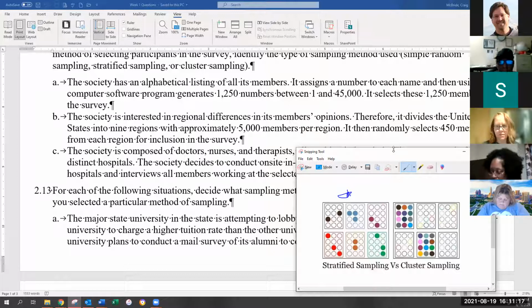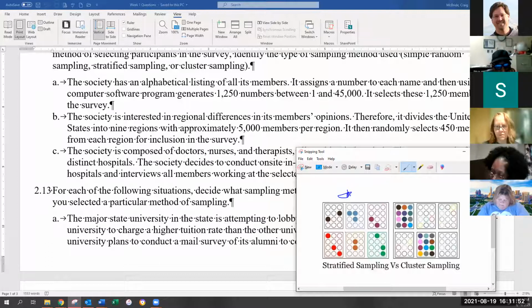Strata is just a fancy way of saying groups, and clusters is really just an informal way of saying groups, right? They both mean that your data, your objects, whatever you're studying, are put into little subcategories. Once they're in their little groups, if you take a little bit from all of the groups, that's stratified sampling. However, if you take all of the objects from just a few of the groups, that's cluster sampling.